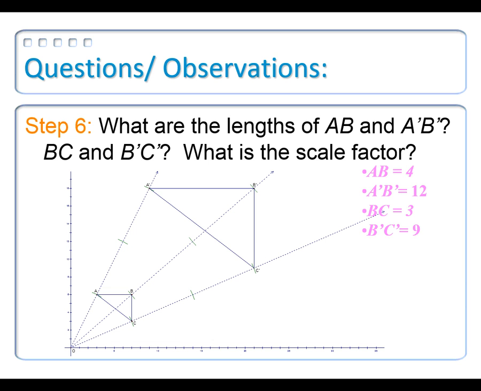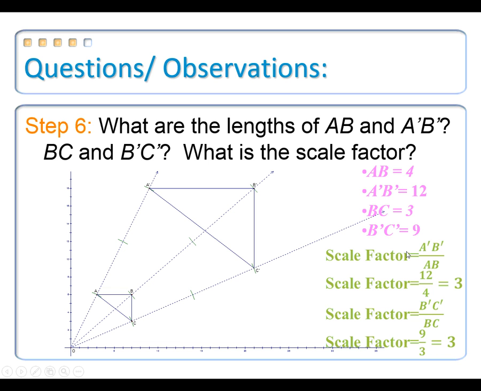Okay, so when I counted the spaces, A to B was 4 spaces, A prime to B prime was 12 spaces, B to C was 3 spaces, and B prime to C prime was 9 spaces. Okay, so again, I counted spaces. If you decide to measure it with a ruler, then yours will be different. So remember, to find the scale factor, we're going to divide the image lengths by their corresponding pre-image lengths.